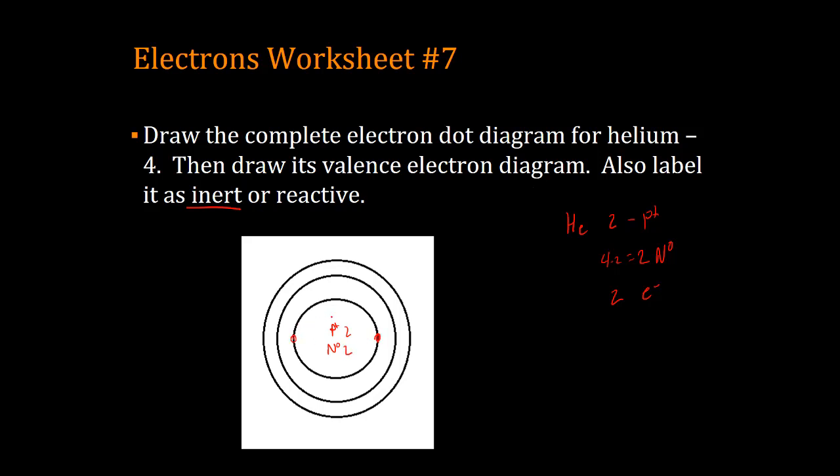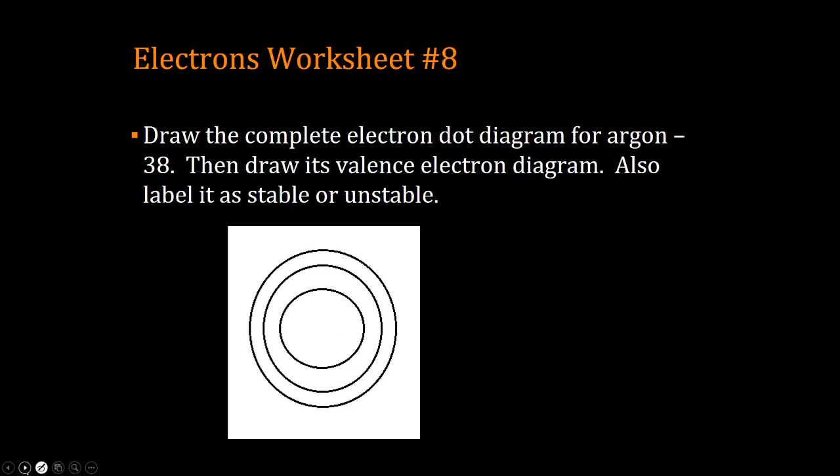And that's it. My third electron, if I had one, would go out here on this energy level, which would make it reactive. But because my highest occupied energy level is full, this is in fact stable. And by stable, I mean non-reactive. And so I'm just going to say inert. It will not form bonds. It's not going to create new compounds.